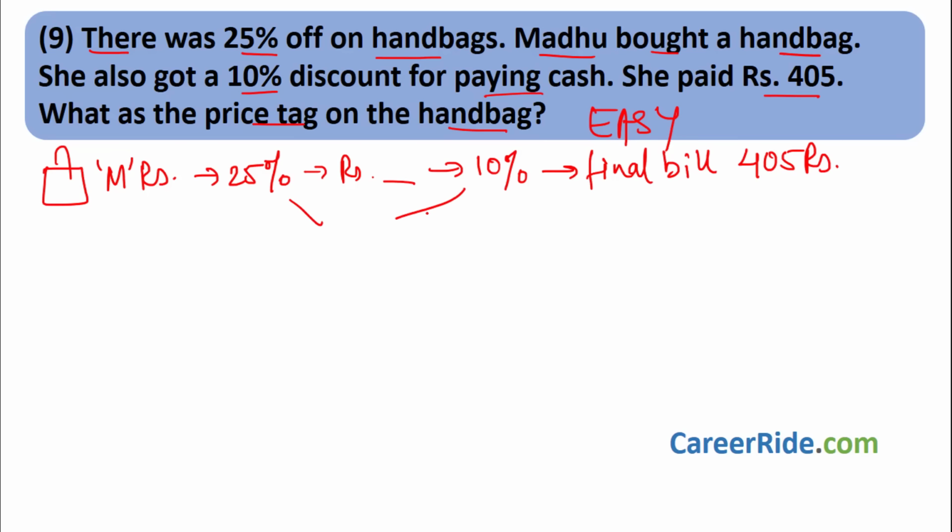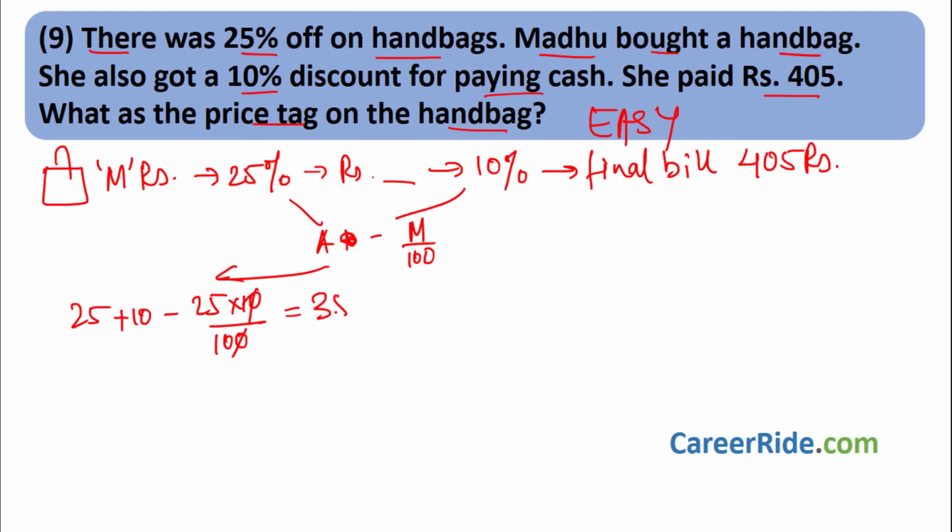So, what is the single equivalent discount of these two? We know the formula for single equivalent discount: add, minus, multiply upon 100. So, what do we get? We get 25 plus 10 minus 25 into 10 divided by 100. So, that would be 35 minus 2.5, that would be 32.5% discount. So, Madhu in total got 32.5% discount.